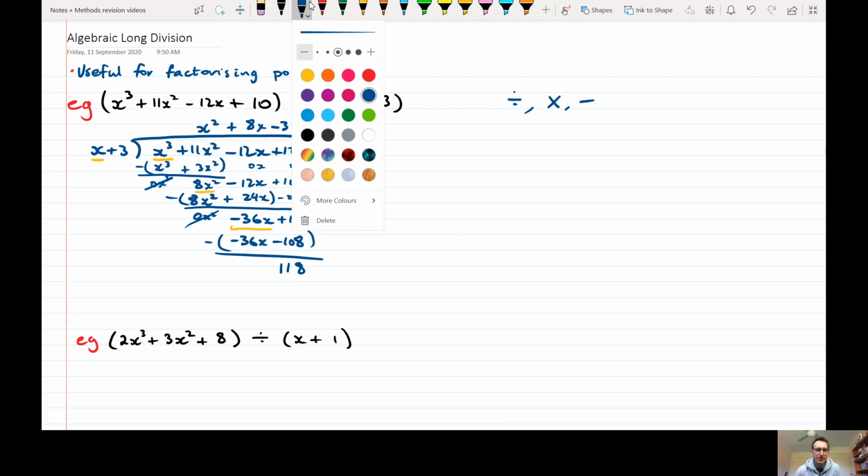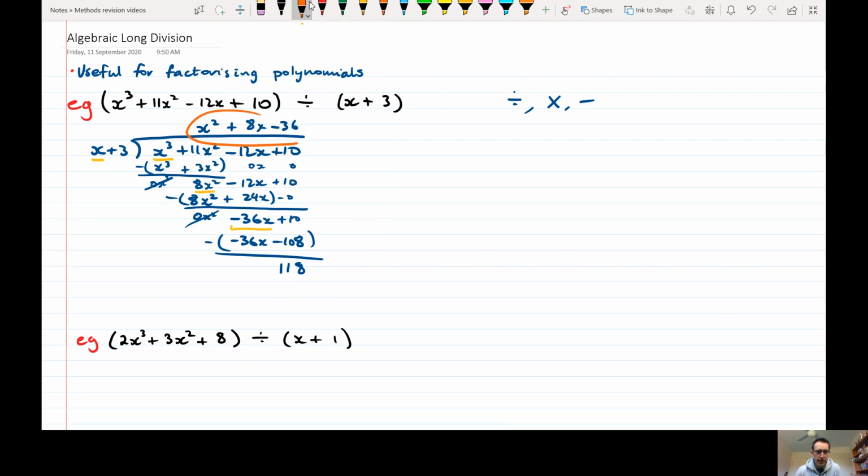Now, a couple of things. Remember, this one here is our quotient. Let's try that again. This is our remainder. This is our divider.